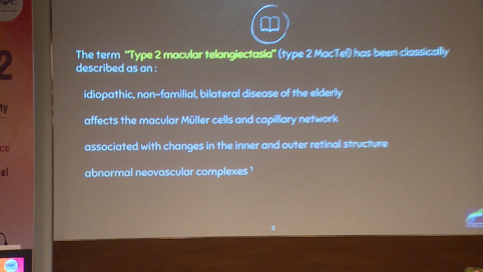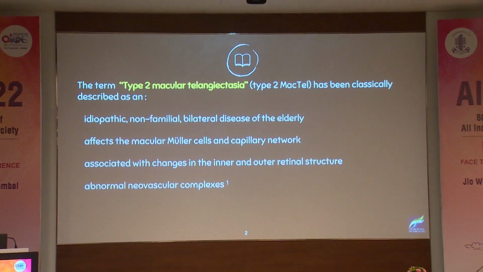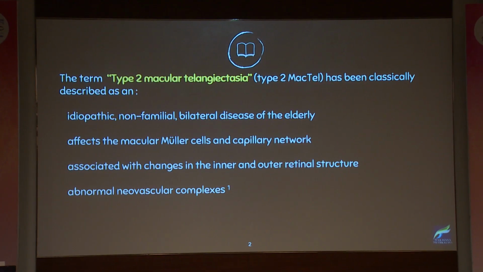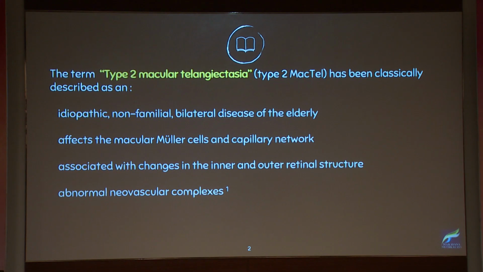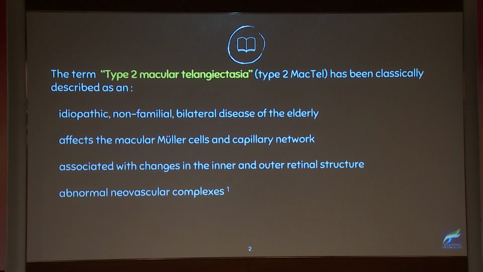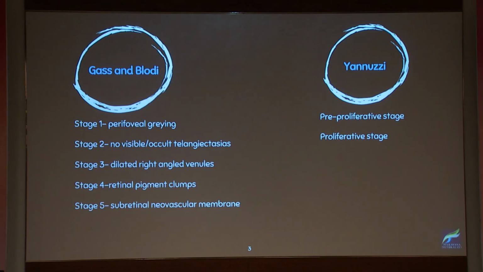The term type 2 MacTel has been classically described as a disease of the elderly, usually seen bilaterally, and it is non-familial and idiopathic. It affects the macular Muller cells and the capillary network, and it is associated with changes in the inner and outer retinal structure and abnormal neovascular complexes. There are two broad classifications: Gass and Blodi, based only on the clinical picture, and Yannuzzi, based on whether it is in a pre-proliferative or proliferative stage.